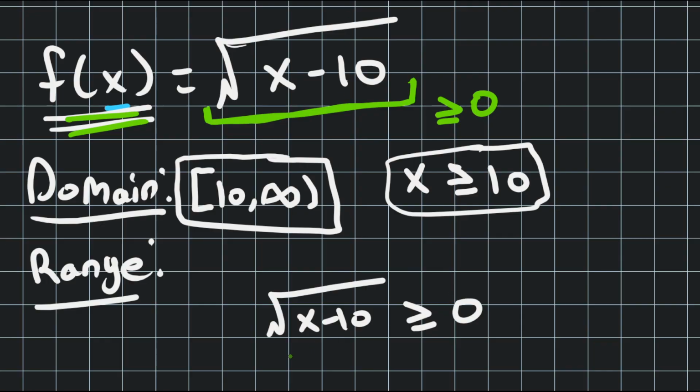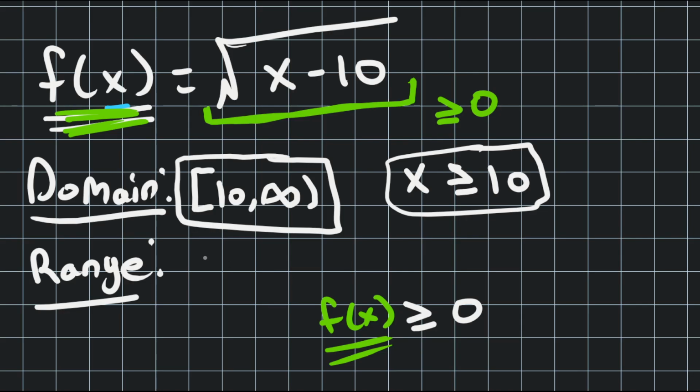But what is the square root of x minus 10? That is just f of x. So we can replace this thing with f of x. So f of x must be greater than or equal to 0. And f of x is our output. So that's our range. Our range must be greater than or equal to 0.